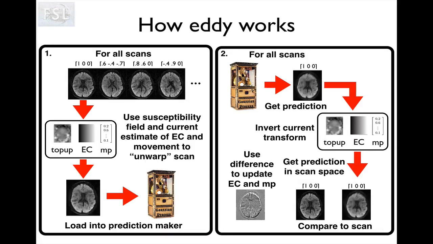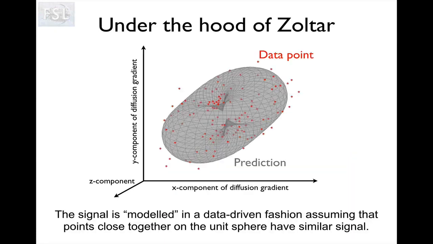After that, for all the scans, you get the predictions out, you invert the current transform, you get the prediction in scan space, you compare that to the actual scan, and you use that difference to update your estimates of the eddy currents and the motion parameters for that particular diffusion image. And when you've done that for all scans, then you have completed the estimation step. And that's one iteration. So one iteration is going through the loading step and the estimation step. And then you go back for a second iteration, for a third iteration, for a fourth iteration, for as many iterations as you want.